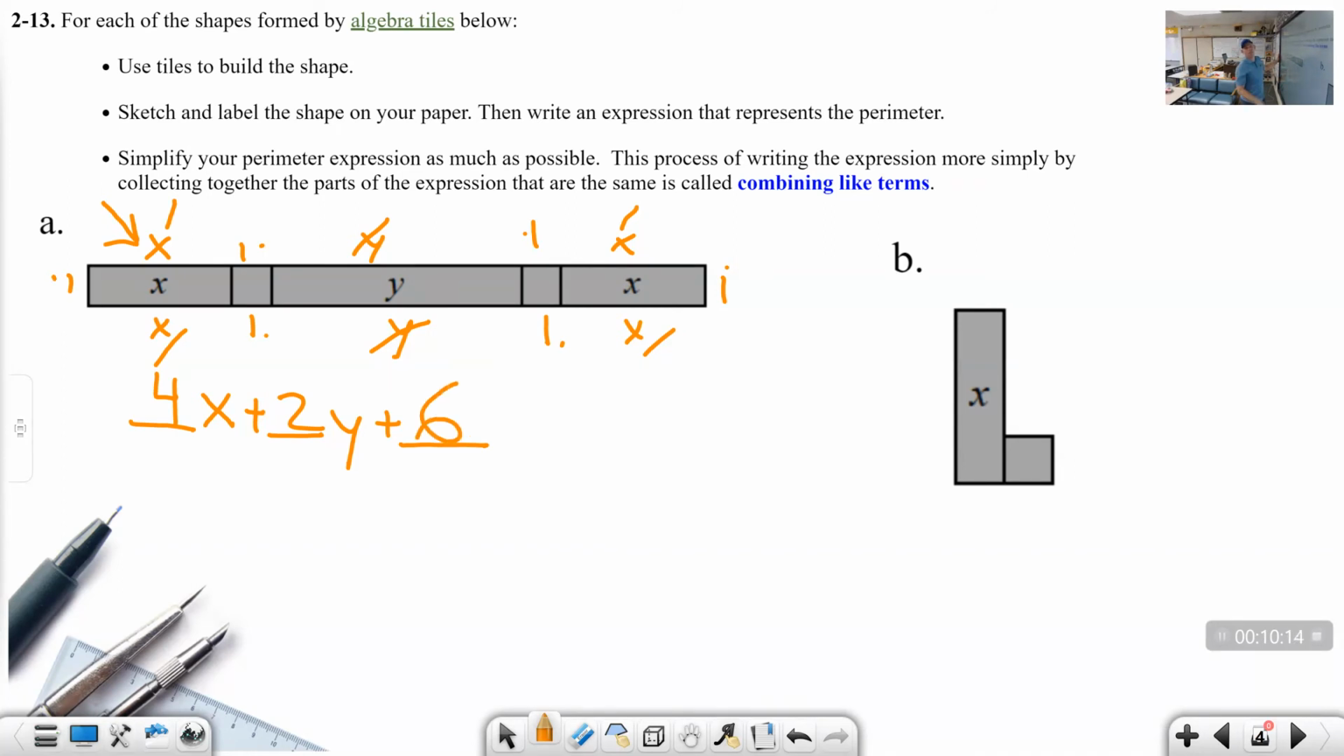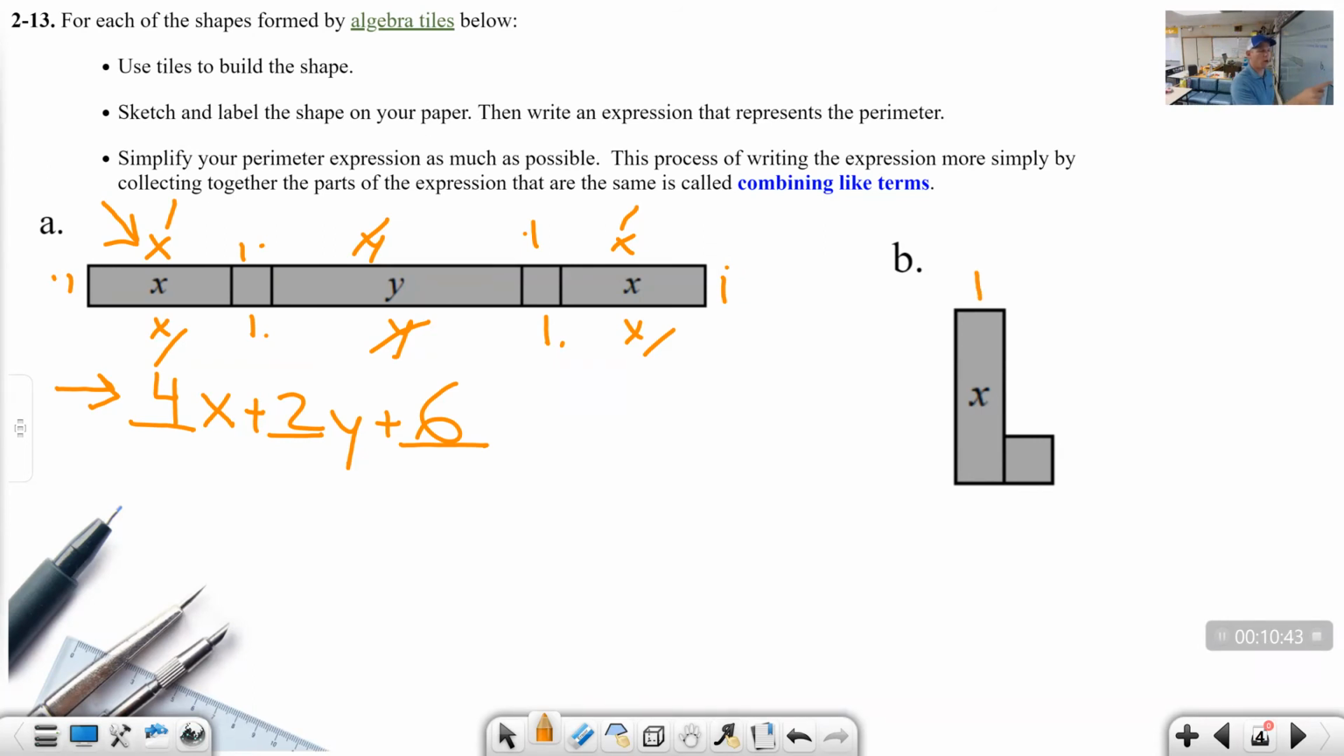I personally mark stuff off when I'm counting to make sure that I counted it correctly. So my final answer here, the simplest form of perimeter that I have, is 4 X's, 2 Y's, and 6. This is our goal today, to go around, label the perimeters, and then add it up. Let's do letter B before I set you off on your own, because there's one extra thing that you've got to focus on.